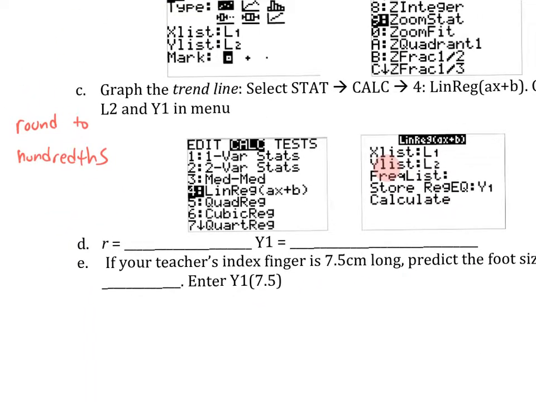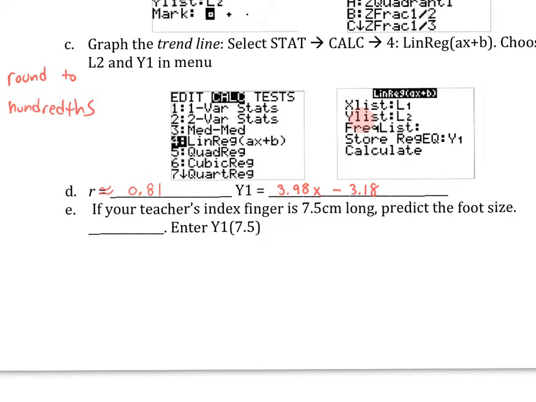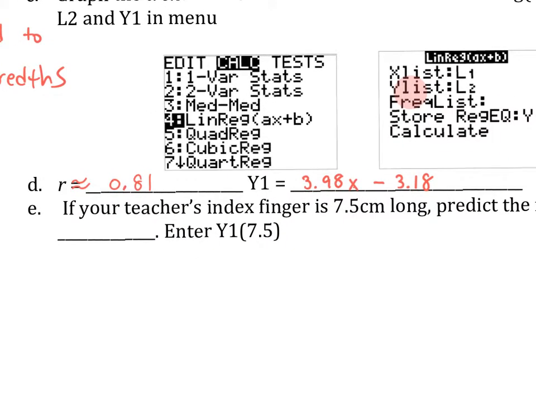Our y1, what we're going to do is make sure to round to the hundredths unless it says otherwise. And our y1, when I look at my y1, I get this minus 3.18. So I calculated, I did find what my line of best fit is, and that's it here according to my data. My R equals 0.81, and we'll consider that on the next page.